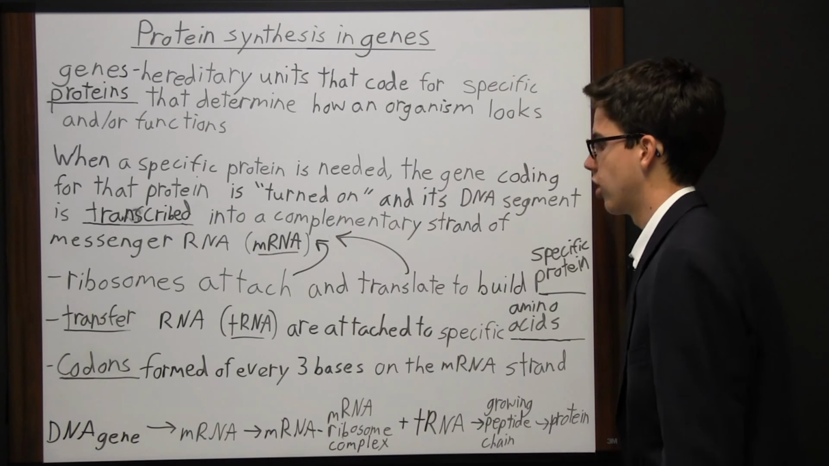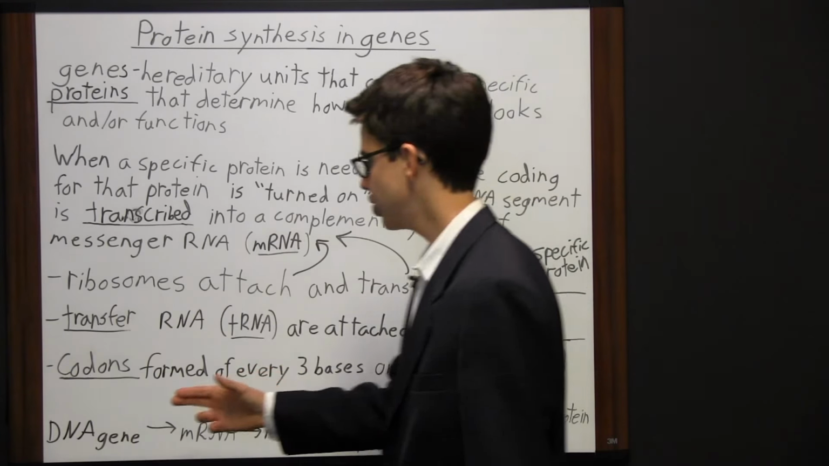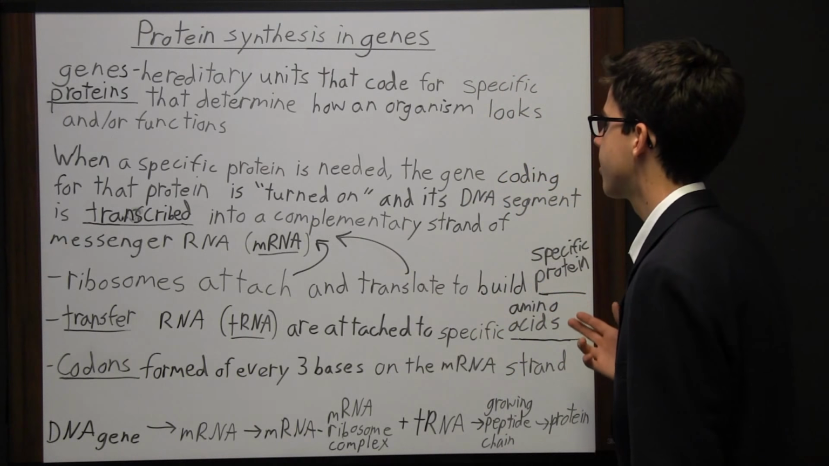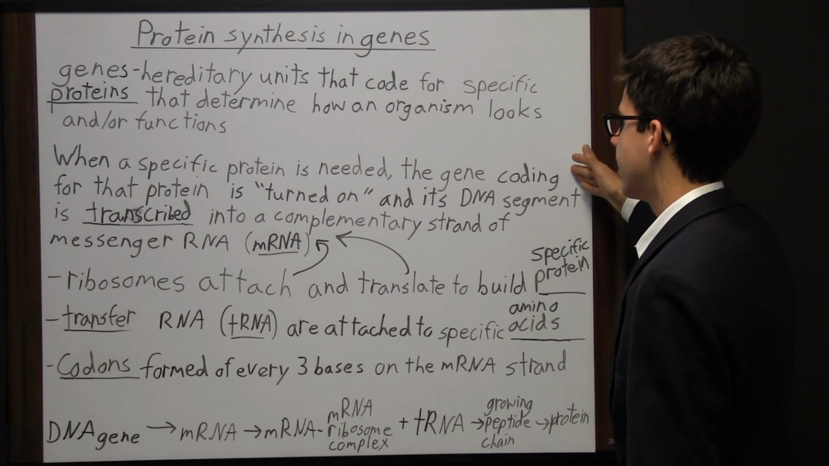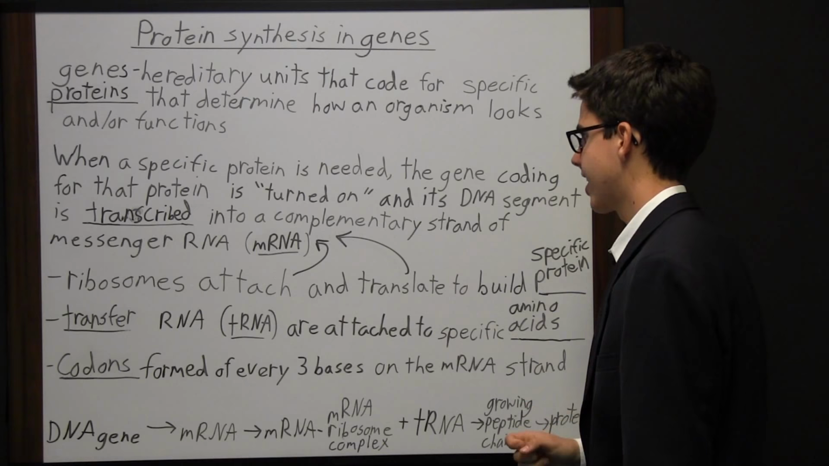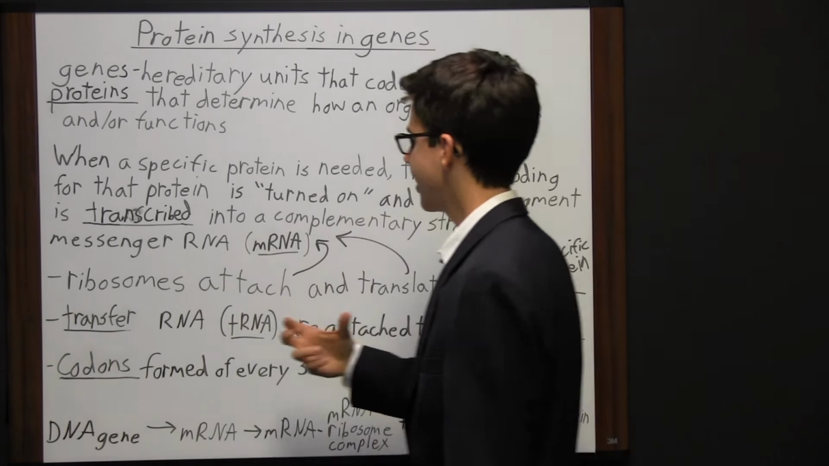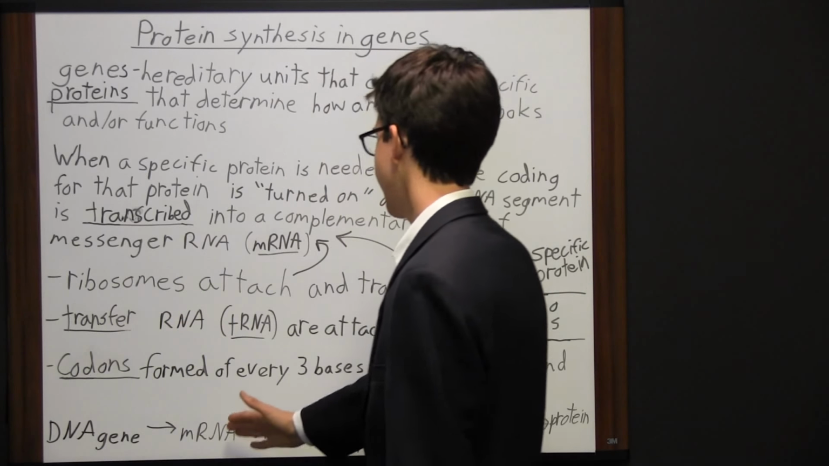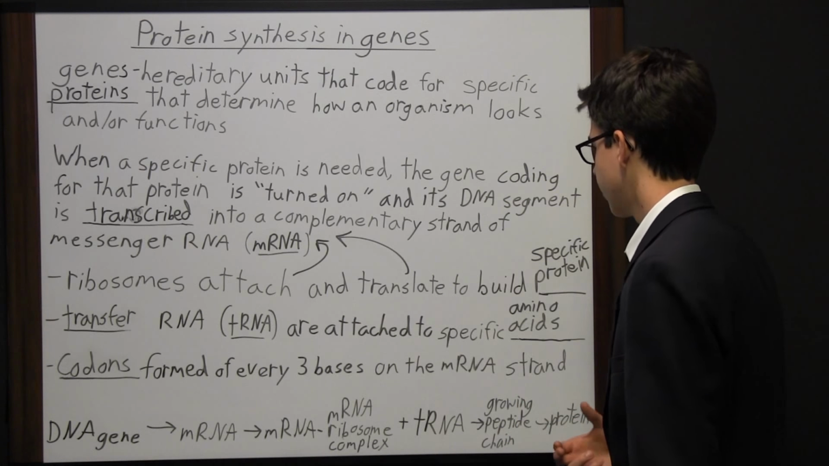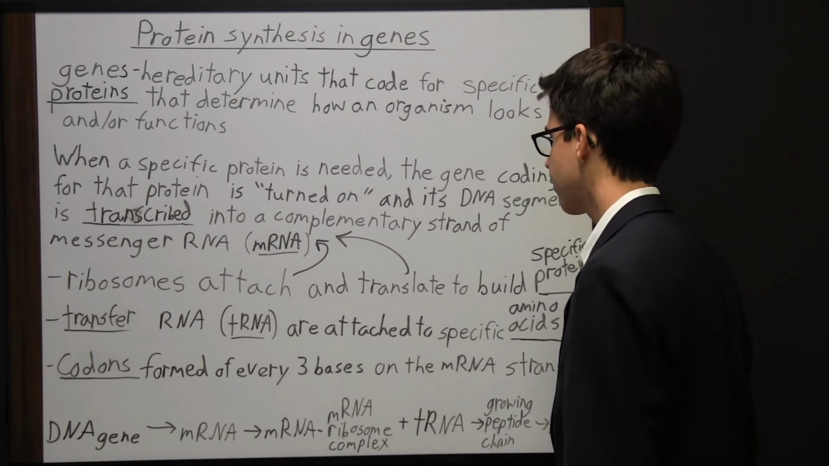This is a chronological chart of what we just talked about. So we have a DNA gene. Remember, don't forget why we even went into all this. It's because a specific protein is needed. And so the gene coding for that protein is turned on, and its DNA segment is transcribed. So the DNA gene is transcribed into mRNA. Then from there, ribosomes attach and translate it to build a specific protein, which we see here.